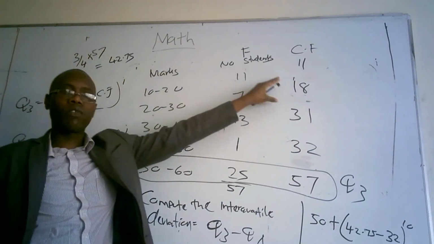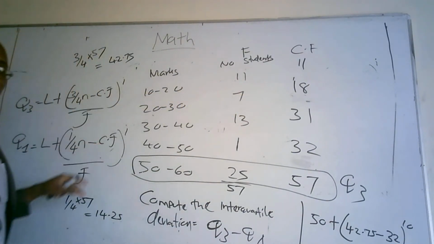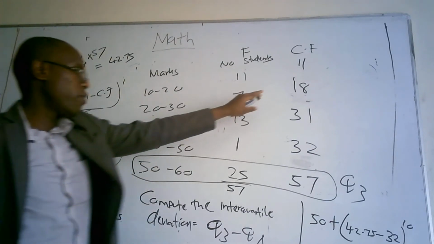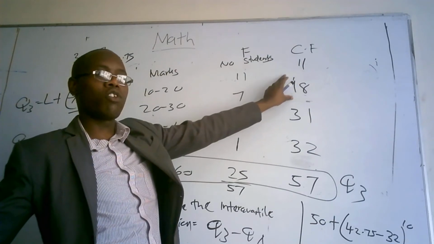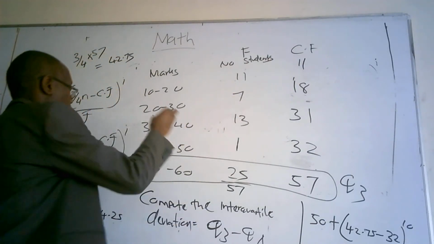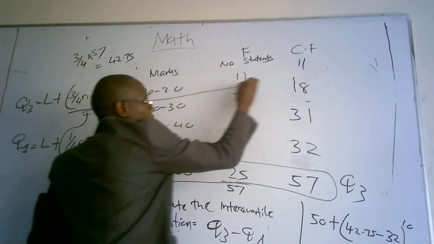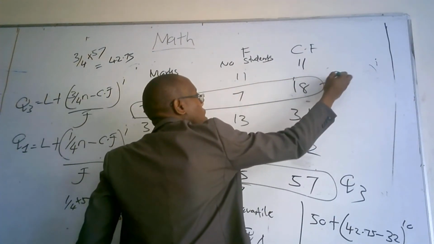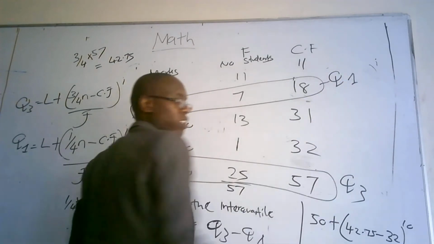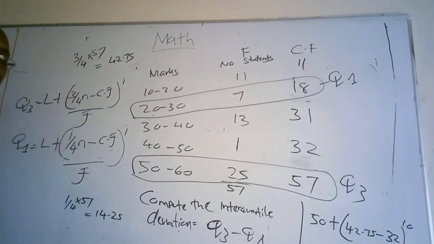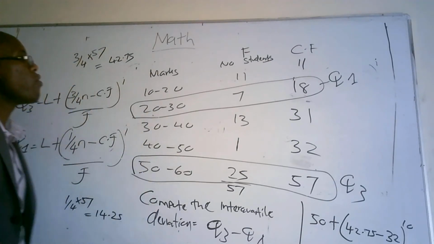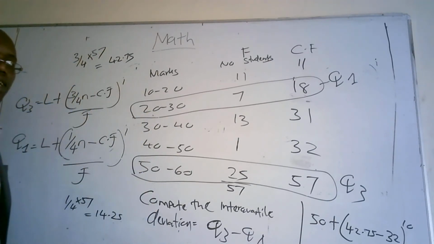So come to the cumulative frequency here, and then we check this 14.25, where will it fall under. 14.25 is going to fall under the cumulative frequency of 18. So you circle this particular part as your Q1. So that is your Q1, the Q1 class. So you have identified quartile 1 class. So now that you have identified quartile 1 class, you can be able to solve it.